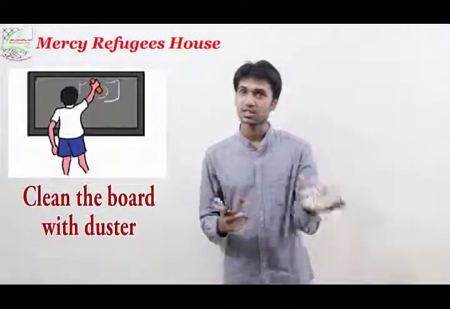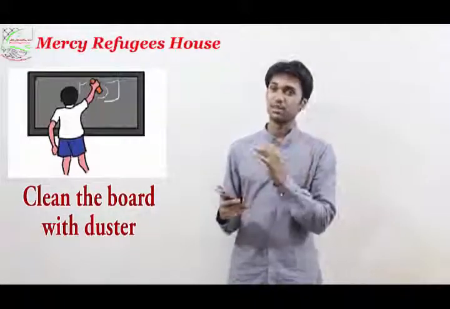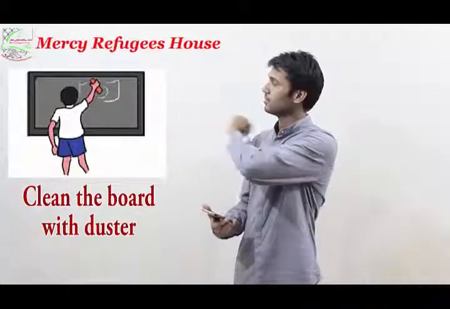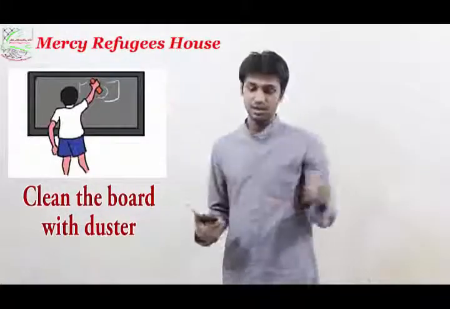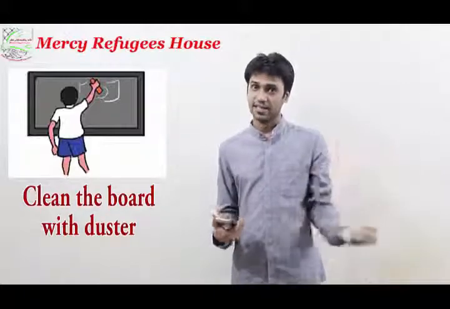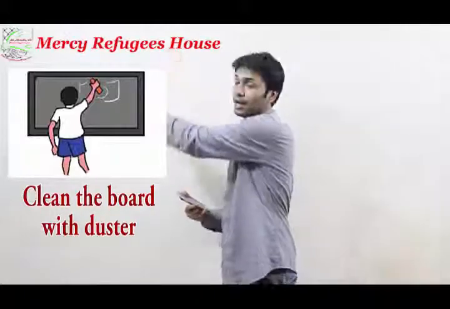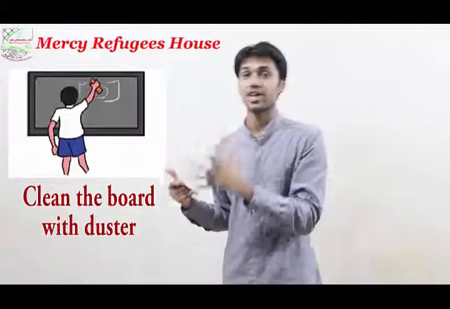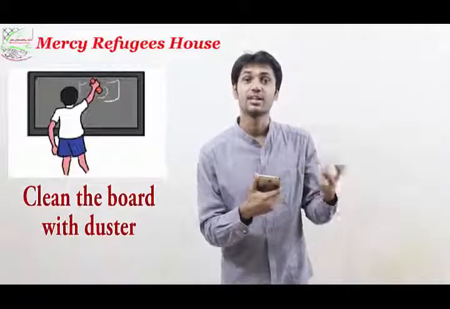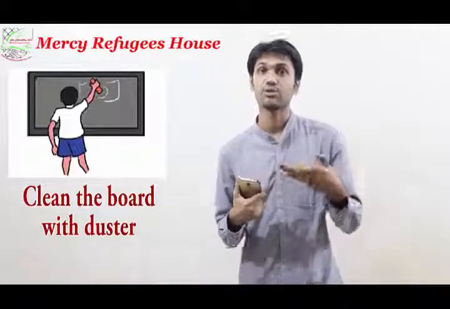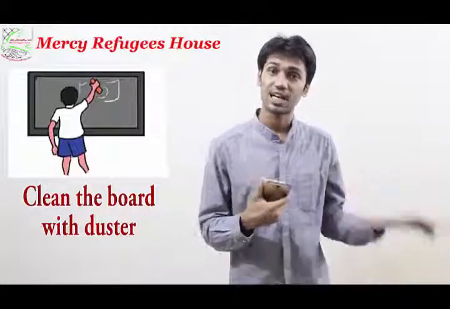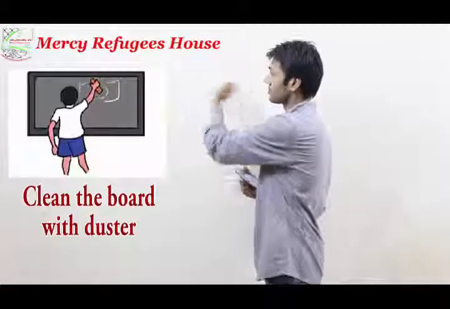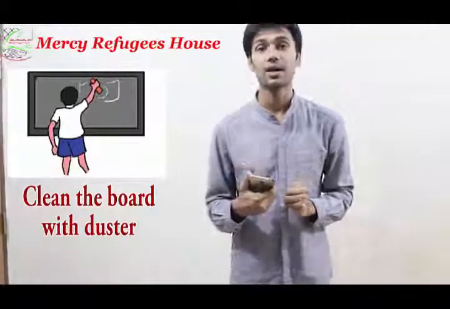The next one is clean the board with duster. You have the duster, you write something on the blackboard, and then you say clean the blackboard with duster. You take the duster, I take the duster and I'm cleaning the blackboard. Do it, show it to the student. Do it different times and then show it to the student. Say, whenever I'm saying clean the board with duster, you will take the duster from the table like this and then you will clean the dust from the blackboard.